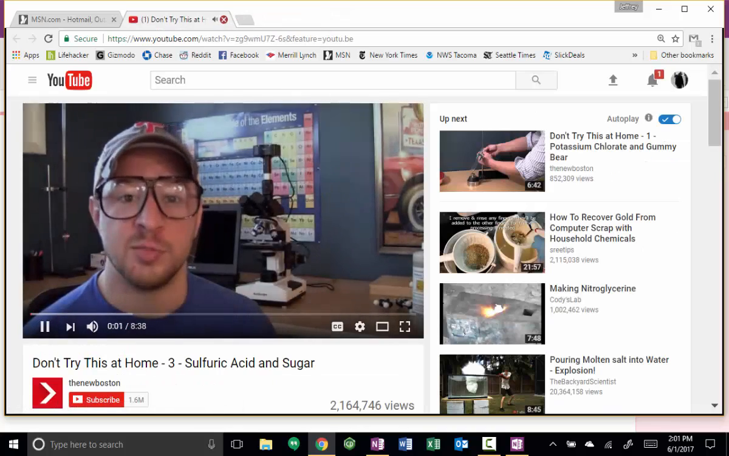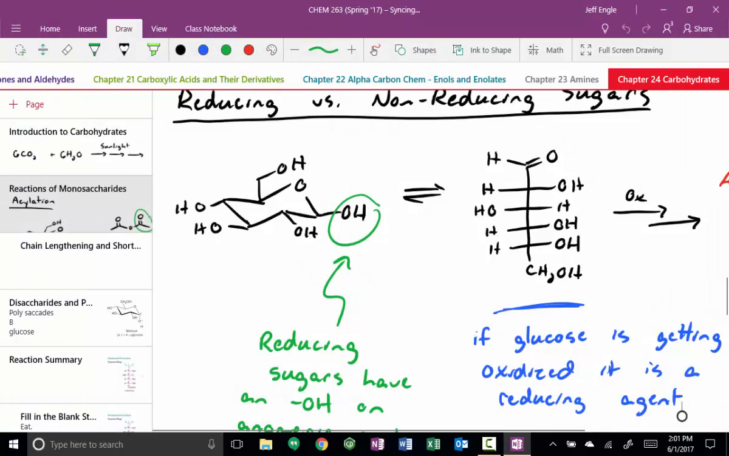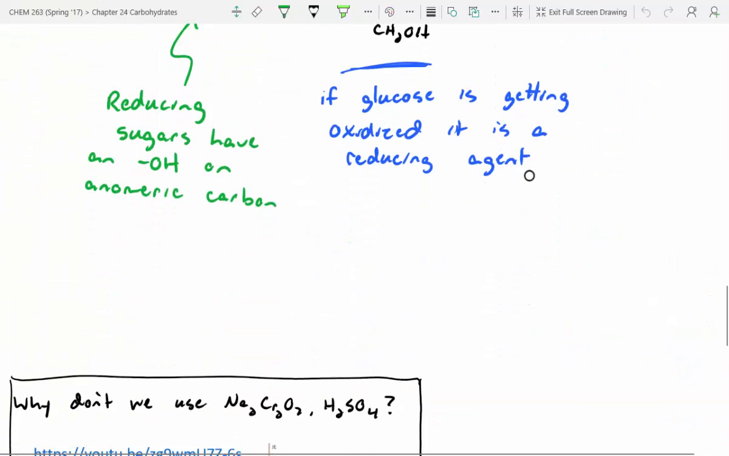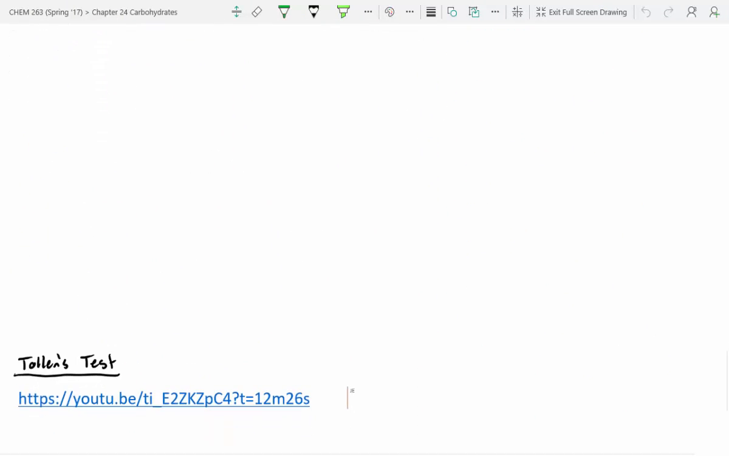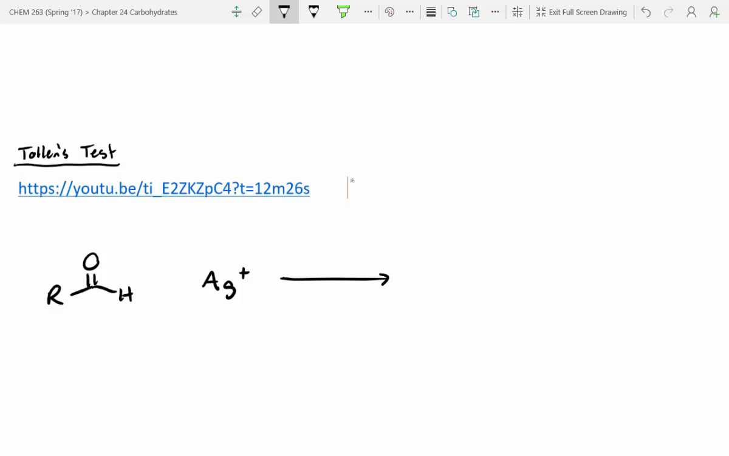What's going on, guys? So it's a pretty interesting reaction, that Tollens test. The Tollens test used to be really common before we had access to things like NMRs, and it was a really simple way of checking for aldehydes, right? So you can imagine we've got an aldehyde in solution, and we also have these silver cations. The aldehyde is getting oxidized to a carboxylic acid.